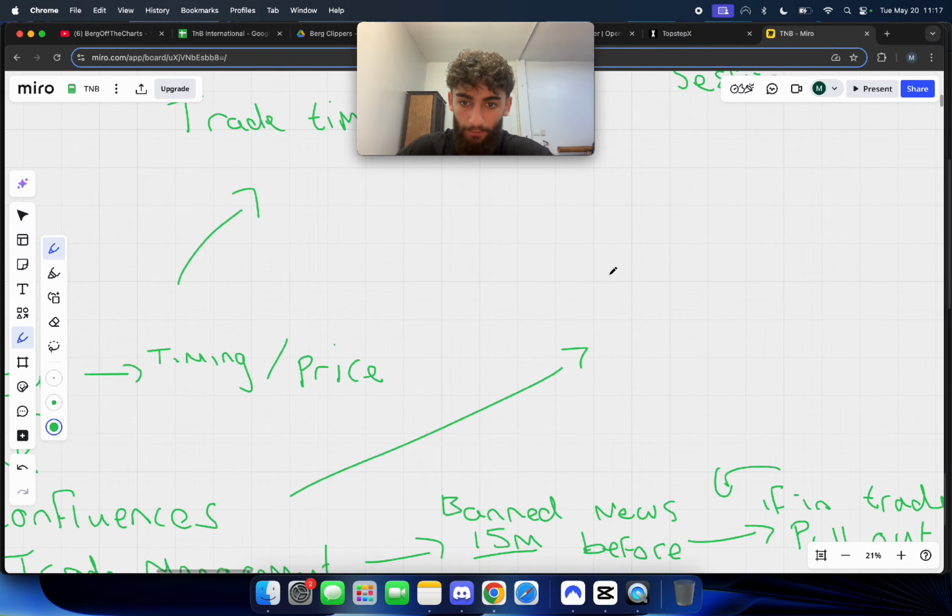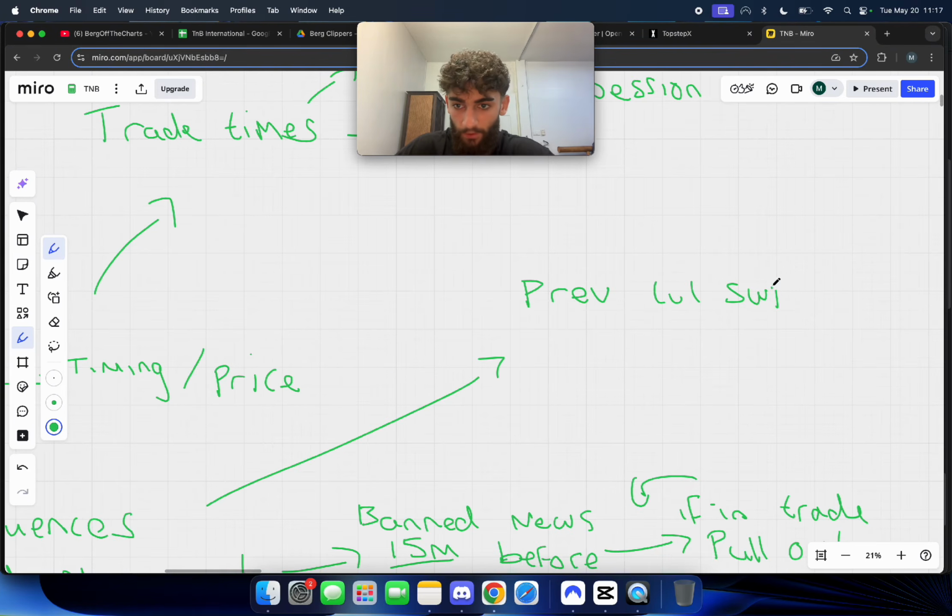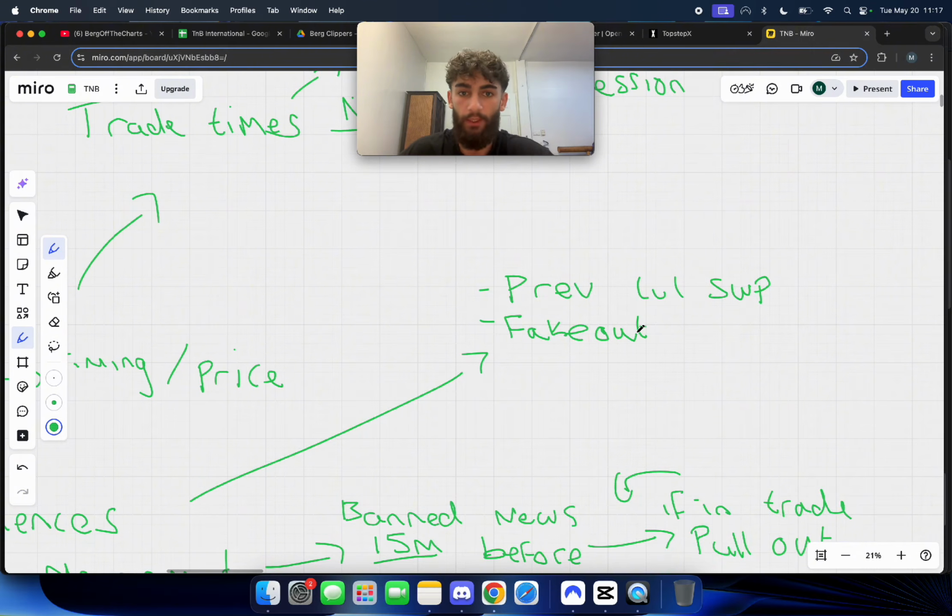Confluences. I'm waiting for a previous session level sweep. Then I'm waiting for a fake out. I don't need to define these confluences for you, because that's not what we're talking about today. We're talking about how you can build your model and how to structure it, not what my model is and how it works on the chart. We're just talking about concepts here today.